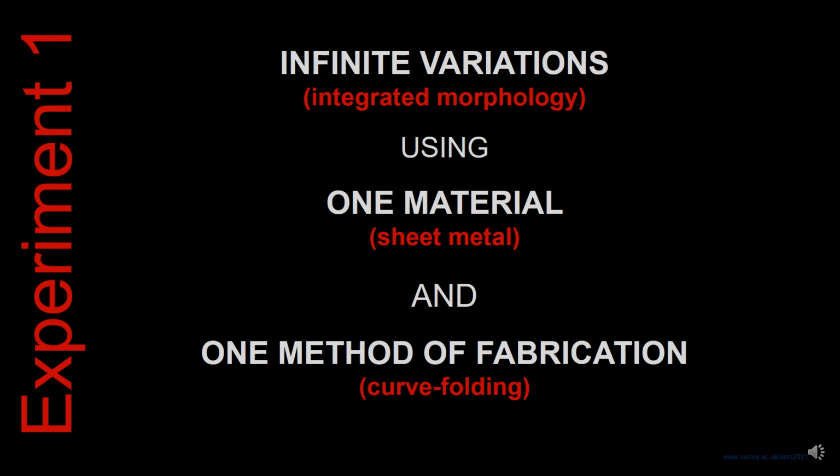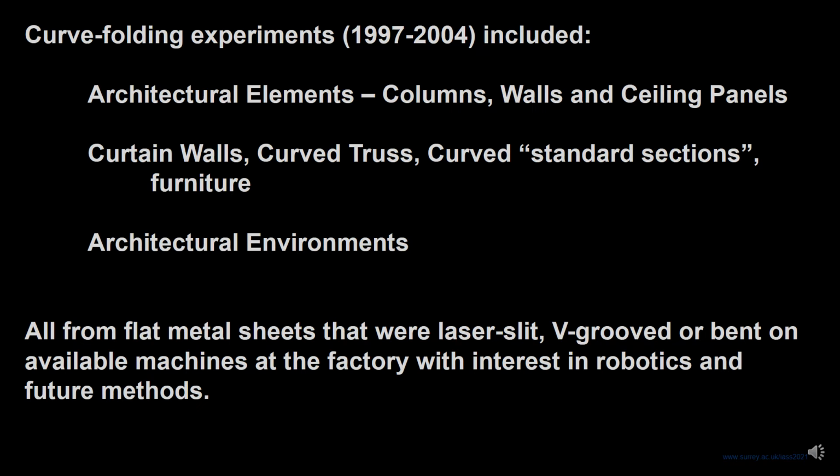There was considerable interest from the company in future methods like robotics, including making machines. The method of curve folding was applied to architectural elements, columns, walls, ceiling panels, windows, doors, curtain wall systems, curved truss, curved standard sections, architectural environments, and furniture design.